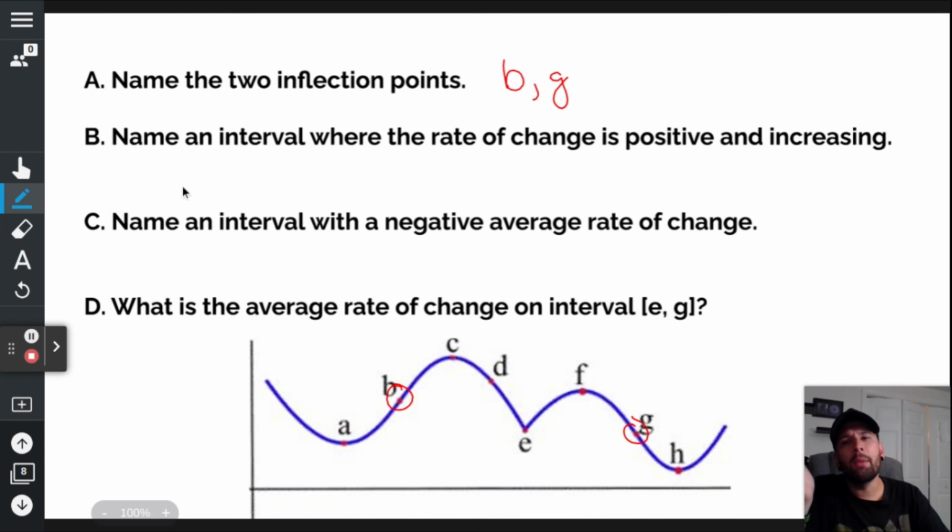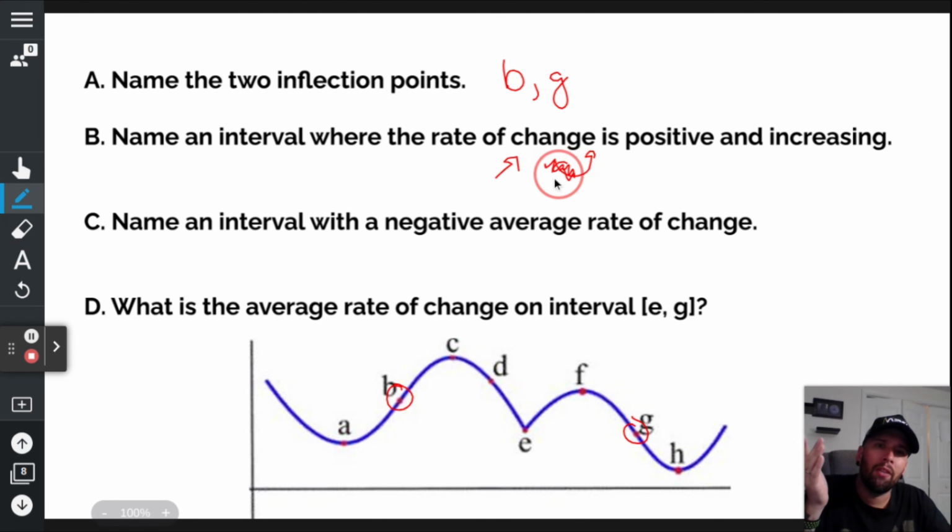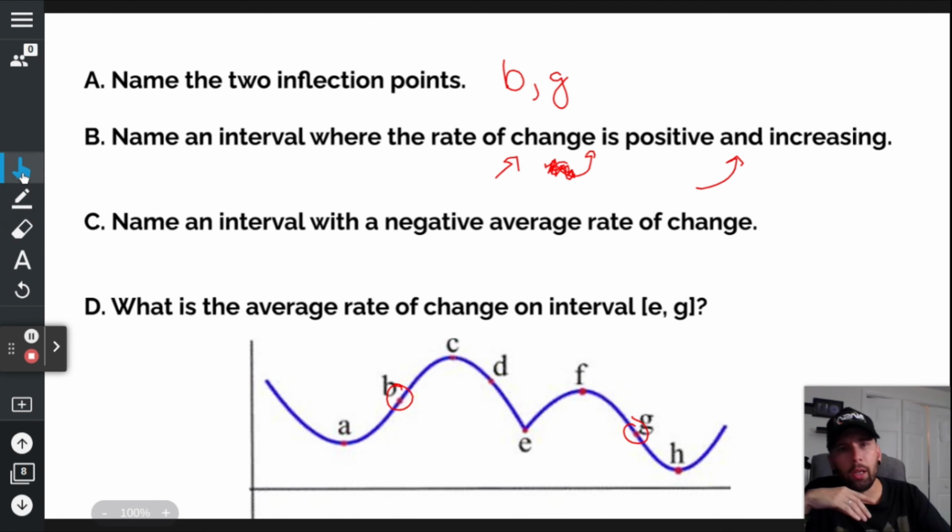Name an interval where the rate of change is positive and increasing. Rate of change is positive and increasing implies concave up. So if it's positive and it implies concave up, we're looking for something that looks like this. So where do I see an interval that looks like this? I see 2, actually. 2 intervals that look like that. Here and here. So let's name both of them.